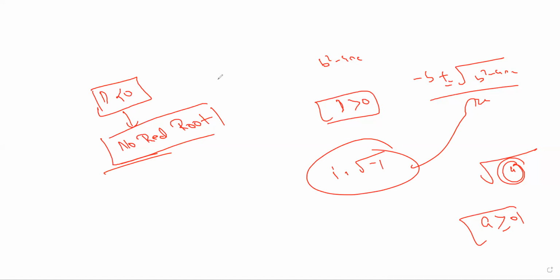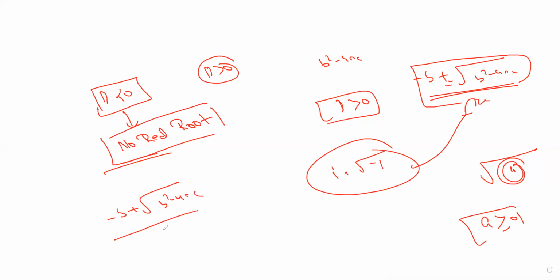Now, if d is greater than 0, the roots would be distinct. One will be minus b plus root b square minus 4ac by 2a. The other one would be minus b minus root b square minus 4ac by 2a. Now here comes the generalization, so that we can know whether we'll be able to break it into simple terms, or whether factorization will be easy.